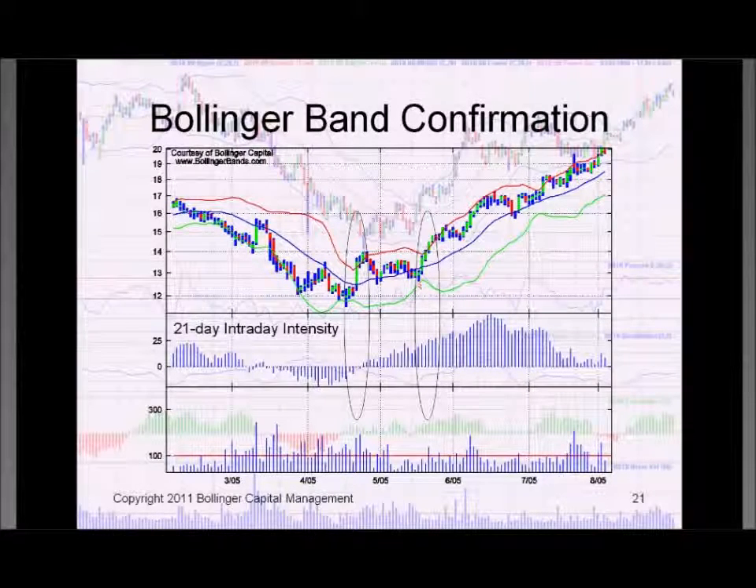So here you have a set of flips. In the first upright oval, you have a confirmed tag of the lower band and an unconfirmed tag of the upper band. In the second one, you have an unconfirmed tag of the lower band and a confirmed tag of the upper band. So I think you can see where we're going with this.